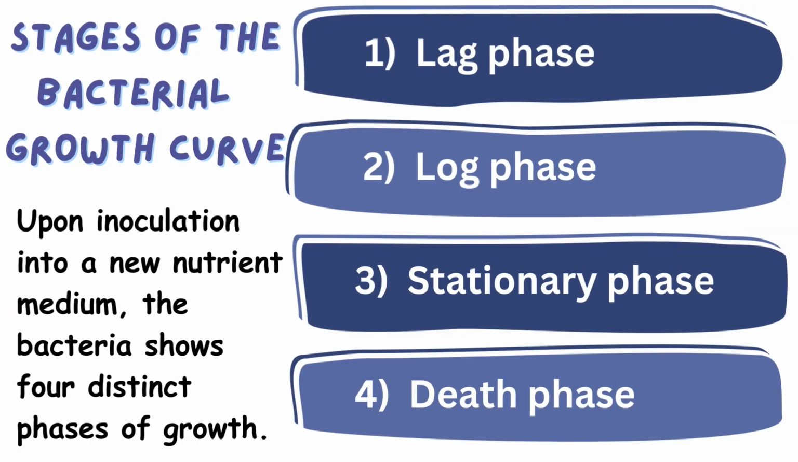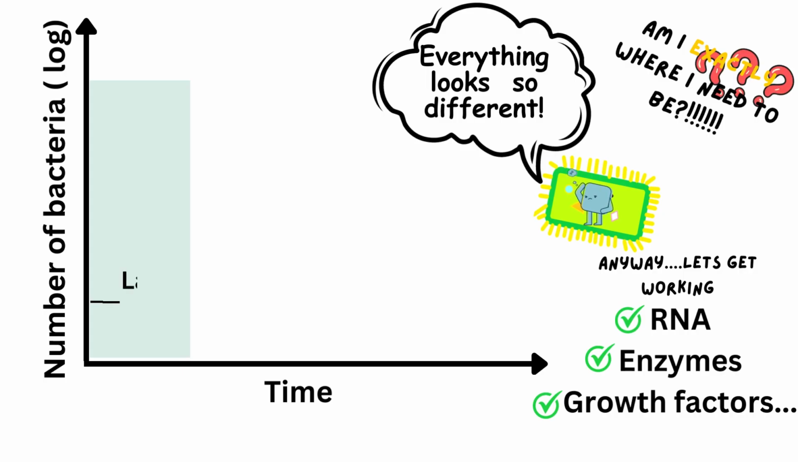There are different stages of the bacterial growth curve. Upon inoculation into a new medium, the bacteria show 4 distinct phases of growth, that are the lag phase, the log phase, the stationary phase, and the death phase. Let us dive into each of these phases in detail.